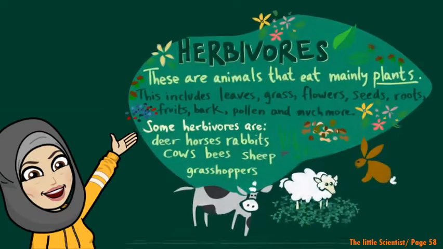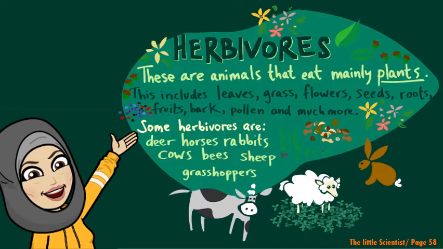So, what are herbivores again? Herbivores are consumers that eat plants only. We mean by plants, leaves, grass, flowers, fruits, seeds, nectar. So here they gave us some examples of herbivores: deer, horses, sheep, grasshoppers.